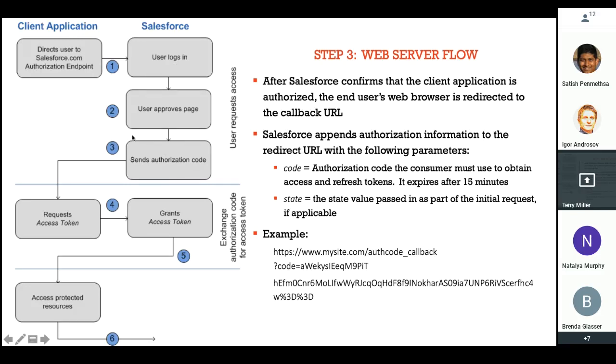So moving to step three, which is this one. After Salesforce has confirmed that the client app is authorized, the end user's web browser is redirected to the callback URL. Again, that callback URL is defined in the connected app on the Salesforce side. Salesforce appends the authorization information to the redirect URL with the following parameters. And again, you'll see those here as examples. So code, that's the authorization code the consumer must use to obtain access and refresh tokens. This is the one that expires quickly. So you only have so much time for this particular authorization code.